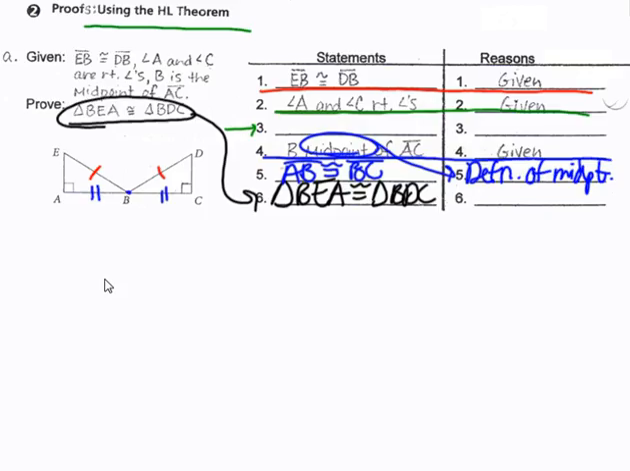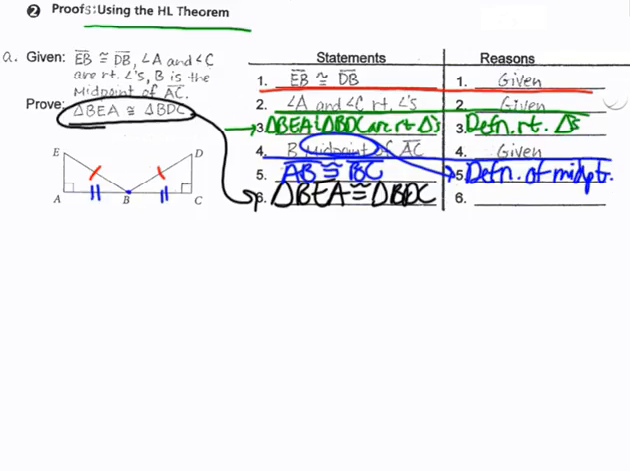Because I have a hypotenuse and a leg, my hypotenuse in red, my leg in blue, for part 3, I'm going to say triangle BEA, and so write small, triangle BDC are right triangles. If you could guess what the reason is, it's the definition of right triangles.